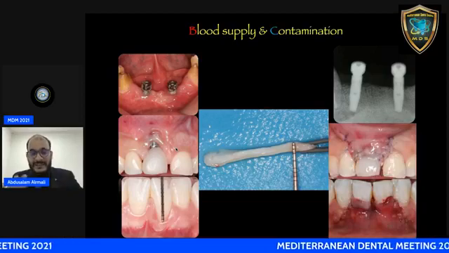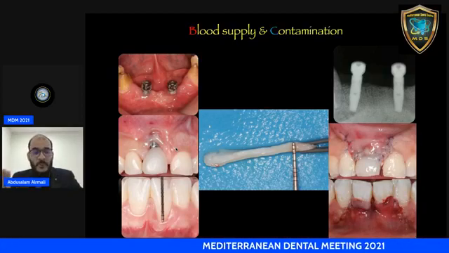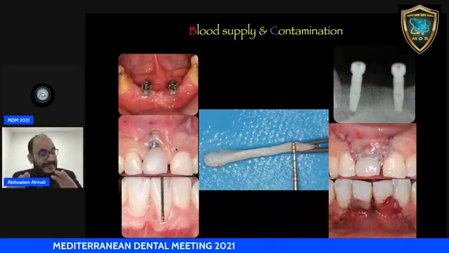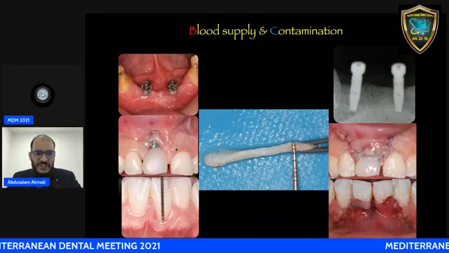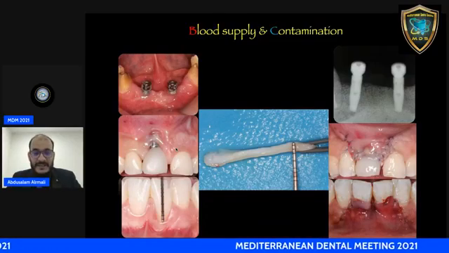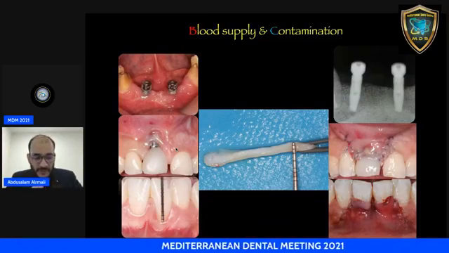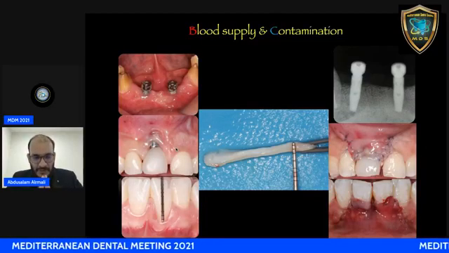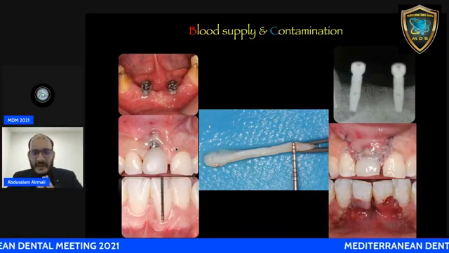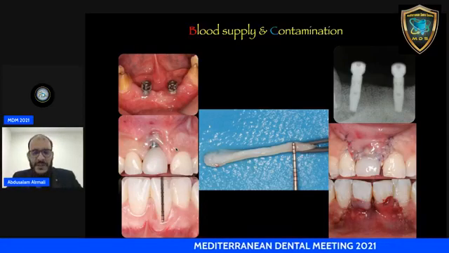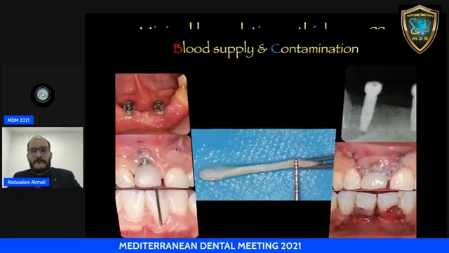The other factor you have to bear in mind is the blood supply and the contamination, because the problem with the implant, not like teeth, is that we are dealing with a metallic surface, and it is not easy to decontaminate this metallic surface in case of peri-implantitis. So today I will not talk about peri-implantitis. All of my cases are implants free from any type of peri-implantitis, not contaminated. There is no contamination of the implant surface.